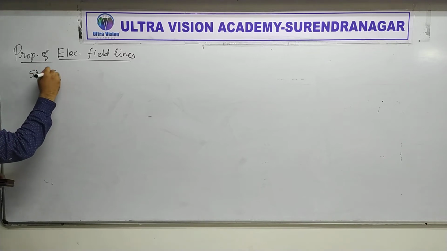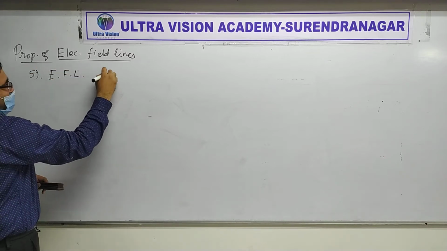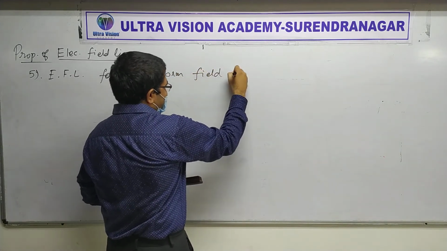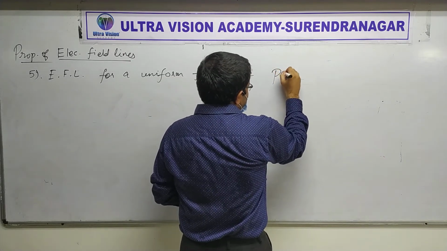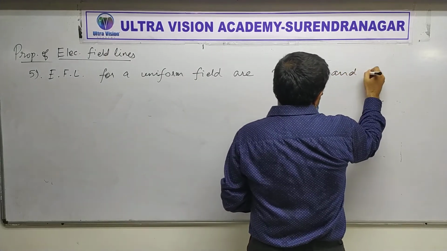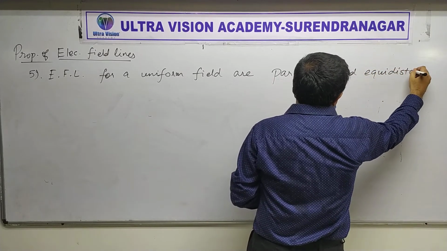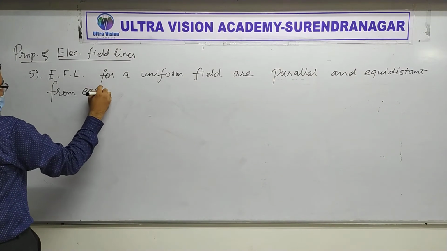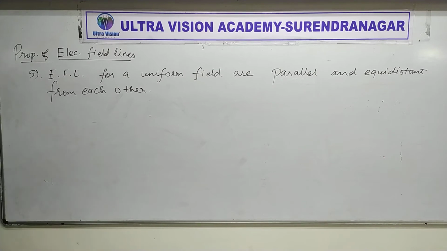Number 5. Electric field lines for a uniform field are parallel and equidistant from each other. This is something that you are going to see very often in numericals, because uniform fields are one of the favorites. It makes all the calculation pretty easy.